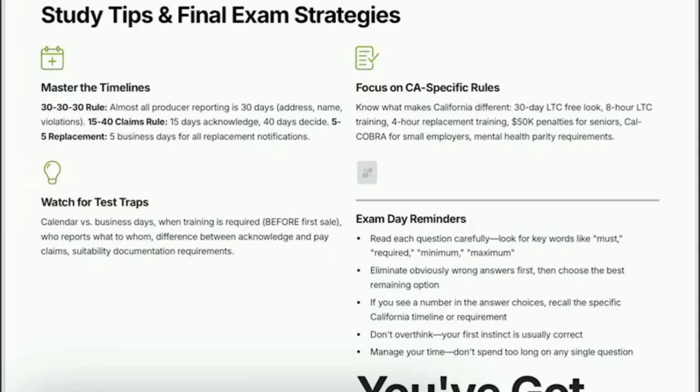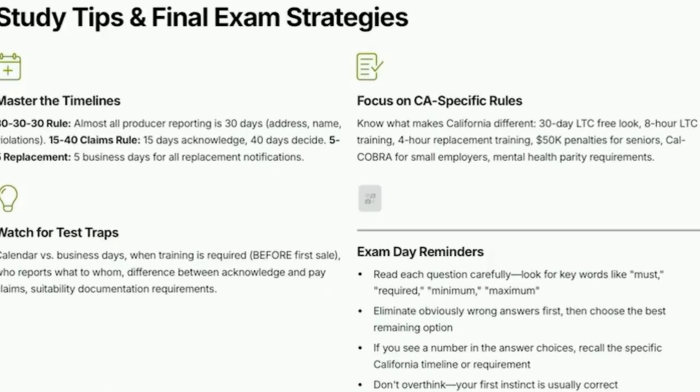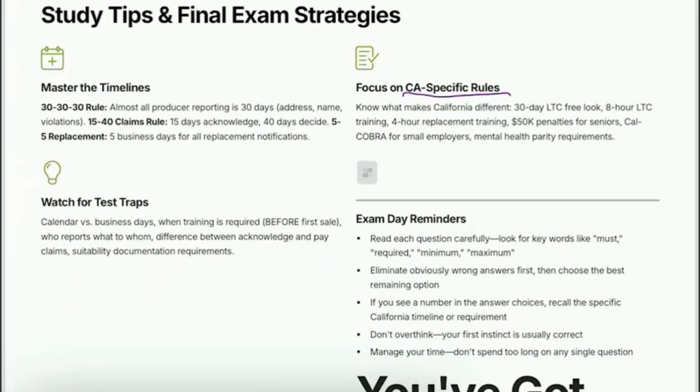Read each question carefully. Look for keywords: must, required, minimum, maximum. Eliminate obviously wrong answers first. If you see numbers in answer choices, recall the specific California timeline or requirement. Don't overthink. Your first instinct is usually correct. I almost always say don't go back and change an answer unless you are 1000% certain, right?